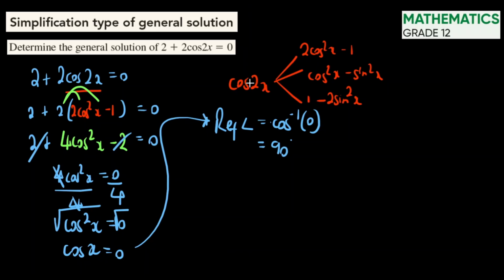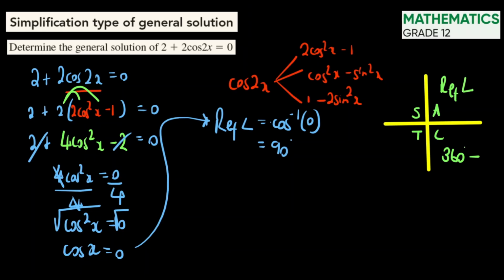Just as a quick reminder, for quadrants, we're going to use our CAST diagram, where we know that in the first quadrant, all the trig functions are positive. The second quadrant is where sine is positive. The third quadrant is where tan is positive. In the fourth quadrant, only cos is positive. The first quadrant is where we only write our reference angle. The fourth quadrant is represented by 360 minus your reference angle, I'll just say r. And the second quadrant is 180 degrees minus your reference angle.